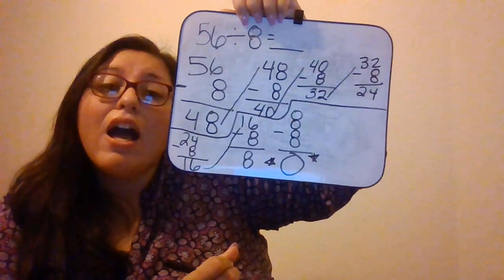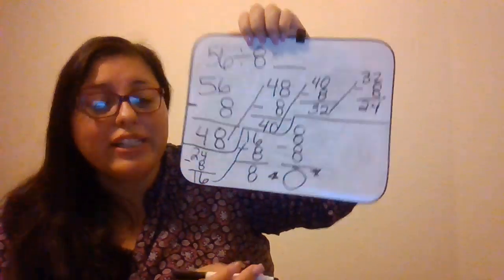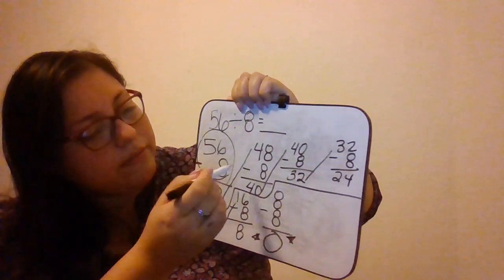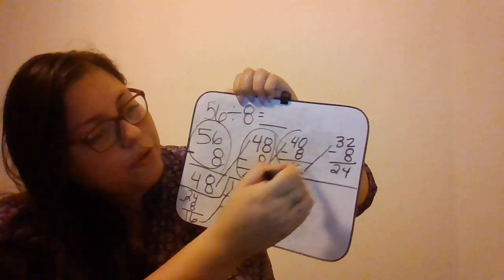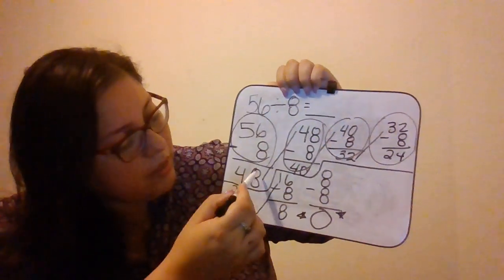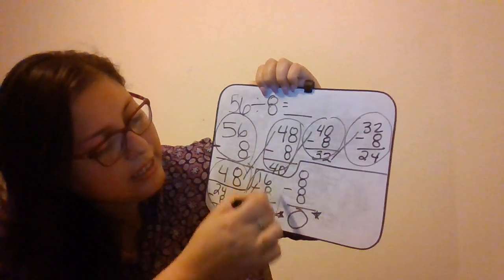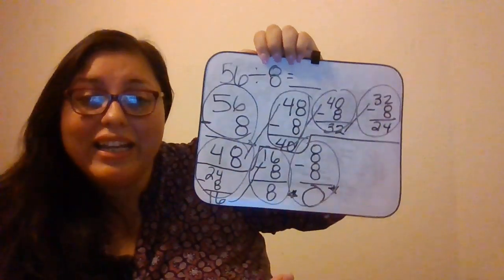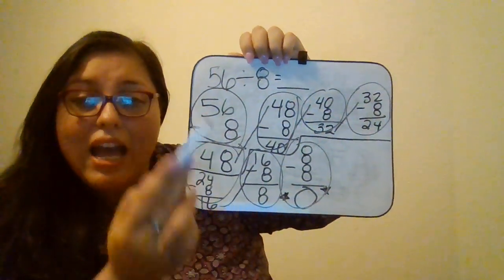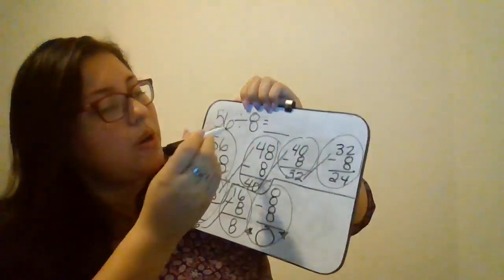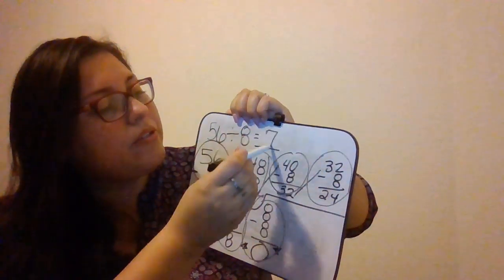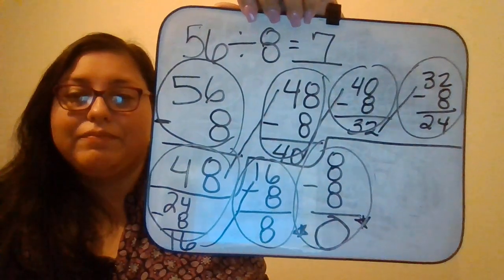So now I count. How many times did I subtract 8? I did 1, 2, 3, 4, 5, 6, 7. 7 times. I subtracted 7 times. So 56 divided by 8 equals 7.